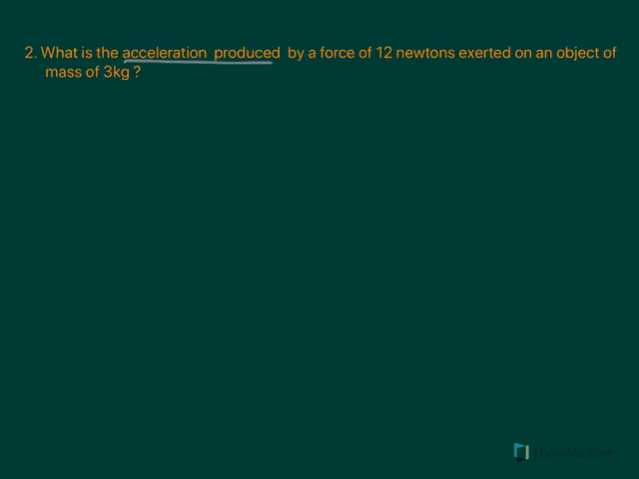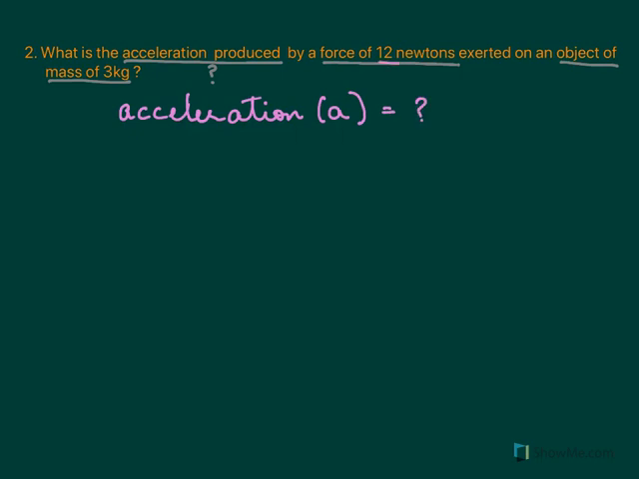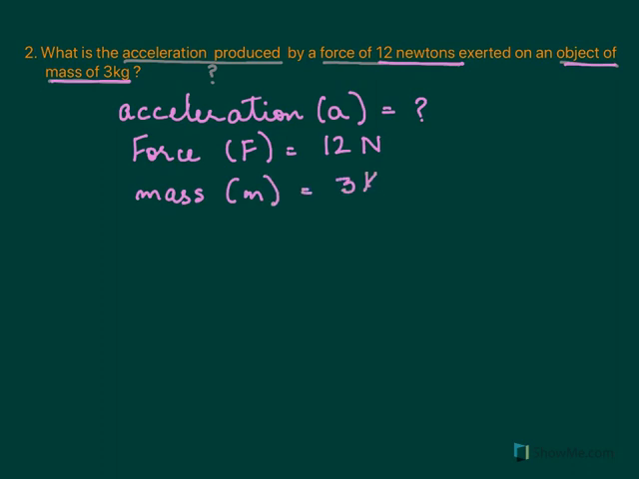What is the acceleration produced by a force of 12 newtons exerted on an object of mass 3 kgs? So in this sum we need to find the acceleration. This is the question, which we say as A. Now the force, which we'll say is F, is 12 newtons, and the object of mass 3 kgs. So mass, which we write as m, is 3 kg.